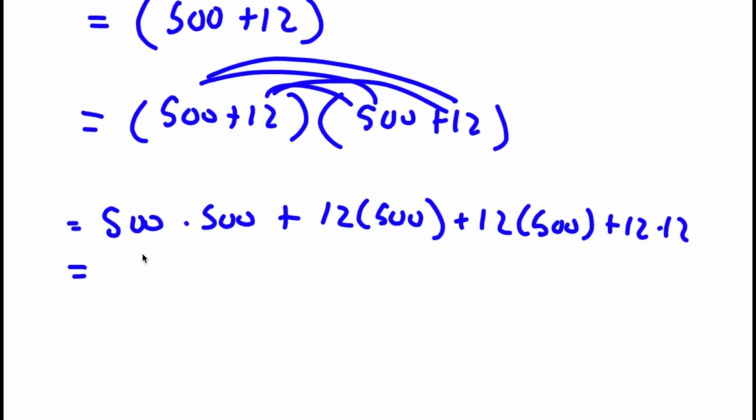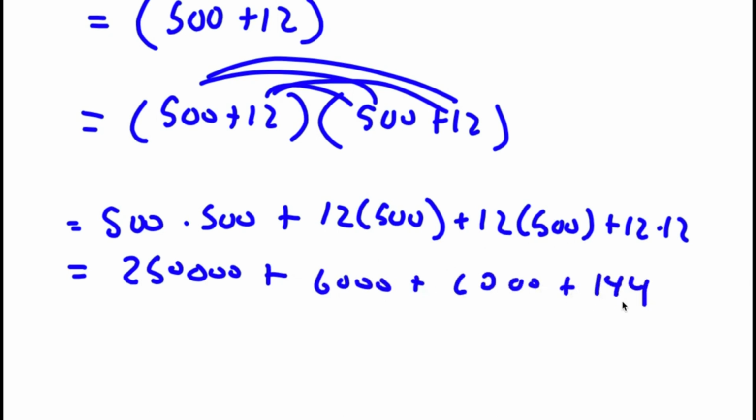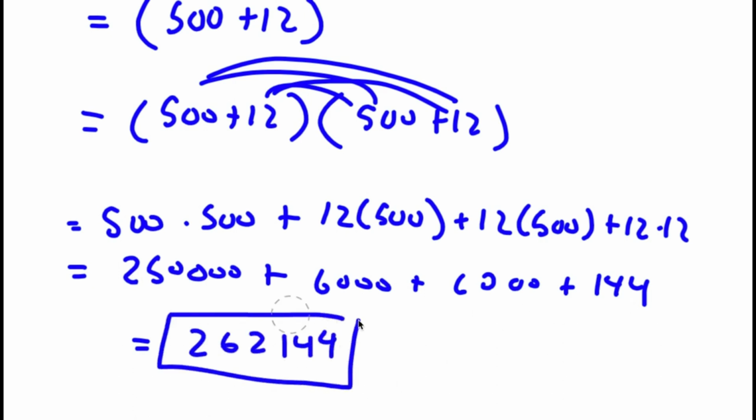Now 500 times 500, that's going to be 250,000. Plus 12 times 500, that's going to be 6,000. Plus again 6,000. Plus 144. Now 6,000 plus 6,000 is 12,000. And 12,000 plus 250,000 is 262,000. Plus 144 is 262,144. So this is my answer.